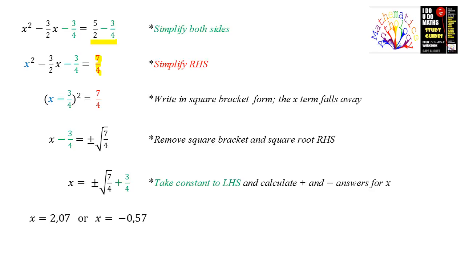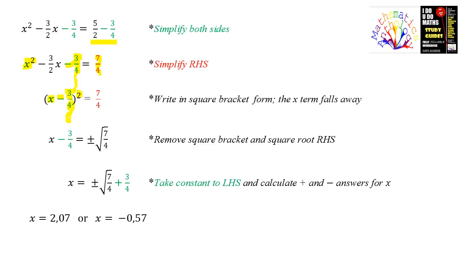Now you write in square bracket form. The x term falls away. So all this means is, see, your first term here is x squared. I want you to find the square root of x squared, which is x. This goes in the bracket there. This term here, which is negative 3 over 4, the last term here, goes here. Negative 3 over 4 in the bracket. Put a square sign around the whole bracket, and that's written in square form.